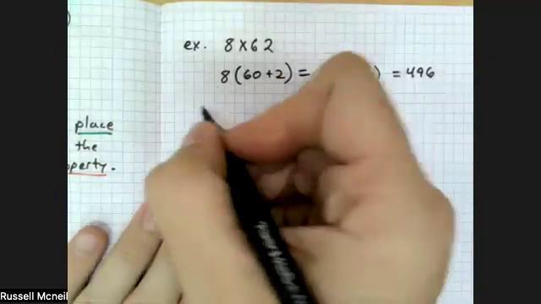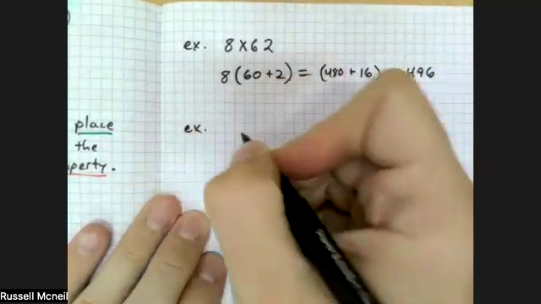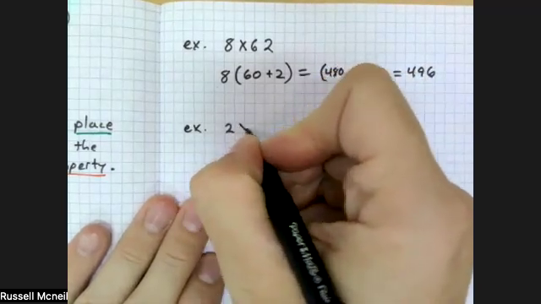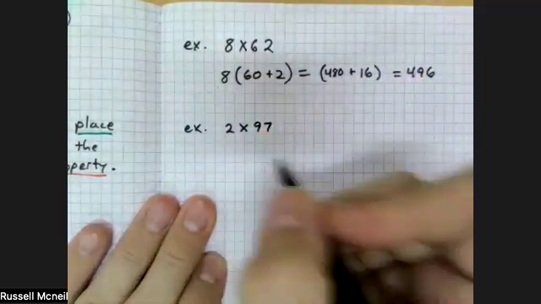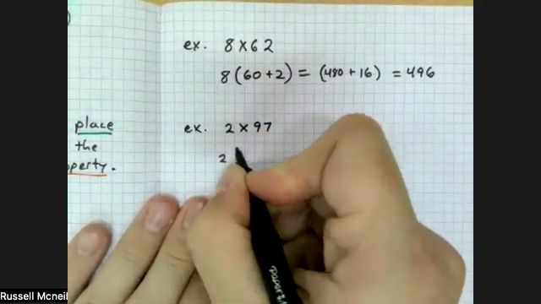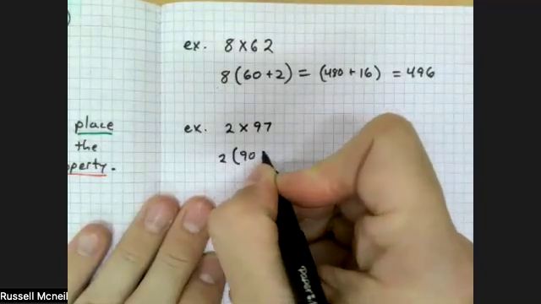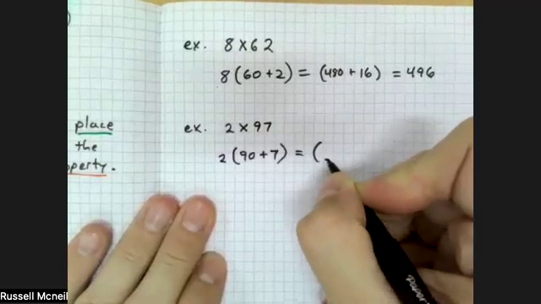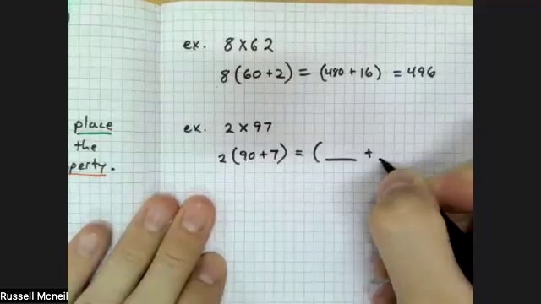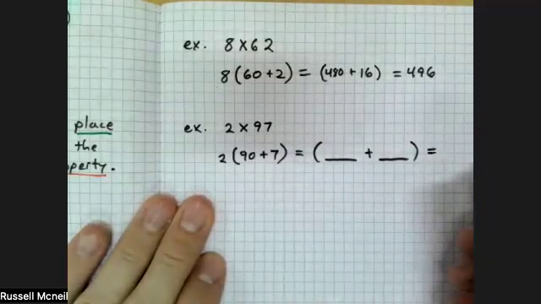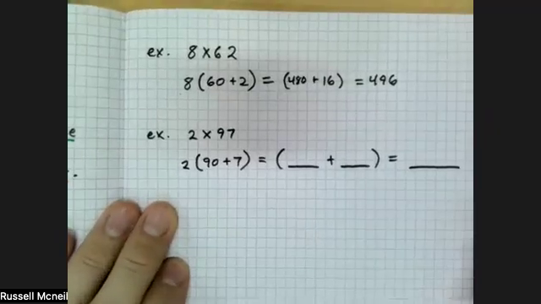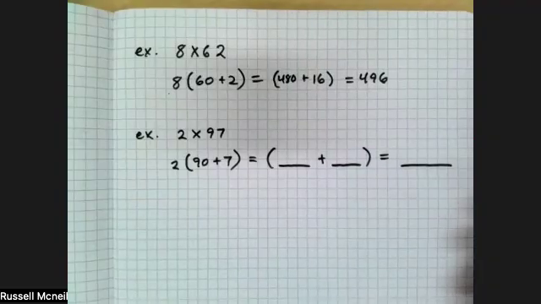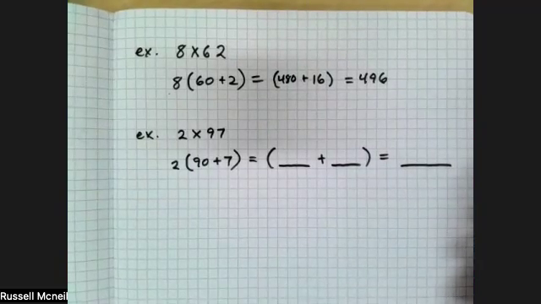All right, I'll put up one more and leave you to solve it. This problem is going to be 2 times 97. I'll set up the problem. 2 outside the parentheses, 90 plus 7 inside the parentheses. You're going to get an answer plus another answer, and you're going to get your final product. Hopefully you can work that one out. When you come get your notebook stamped, make sure you show me that you've solved this one.